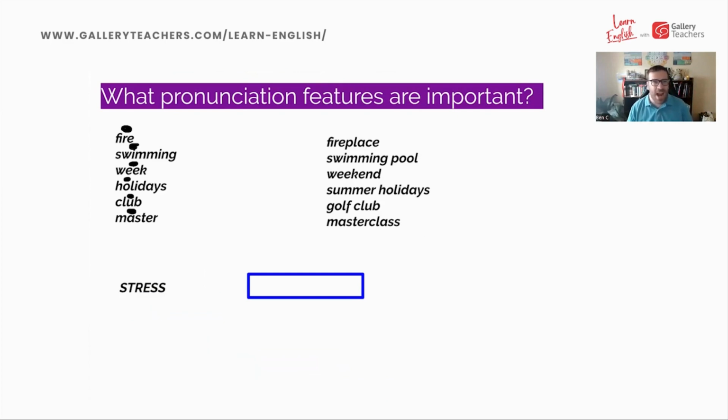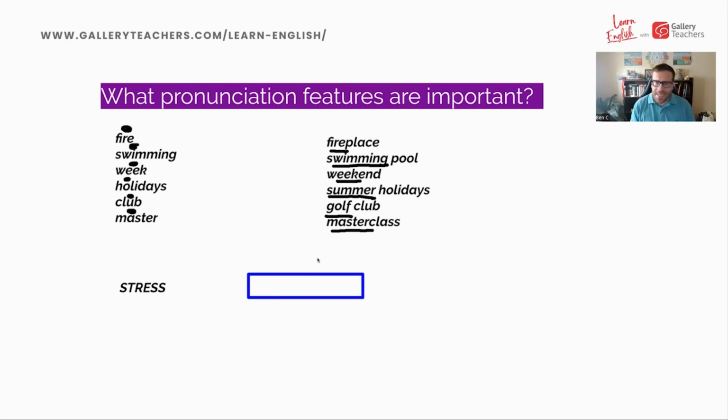one issue is stress, and that in a compound noun, we stress the first noun in the compound. So fireplace, swimming pool, weekend, summer holidays, golf club, masterclass. This is a general rule for compound nouns. So two nouns together in a sentence, you want to stress the first noun.